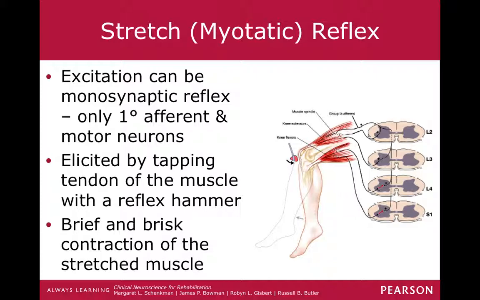Now, the first type of reflex we're going to talk about is the myotatic or stretch reflex. It has excitation which can be monosynaptic with only one afferent and a motor neuron, but it also can be polysynaptic with excitation and inhibition. Clinically elicited by tapping the tendon of the muscle with a reflex hammer, which produces a small stretch of the muscle, which produces a reflex, a very brief, brisk contraction of the stretched muscle.